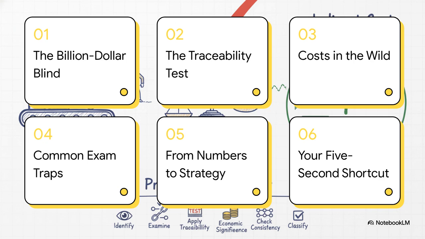So, how do we avoid this catastrophe? Well, that's exactly what we're going to break down. First, we'll get into the one simple question that changes everything, the traceability test. Then we're going to see these costs out in the wild, everywhere from car factories to courtrooms. We'll defuse the most common exam traps that are designed to trick you. We'll see how these numbers drive huge, real-world strategy. And finally, I'm going to give you a step-by-step shortcut to get this right every single time.